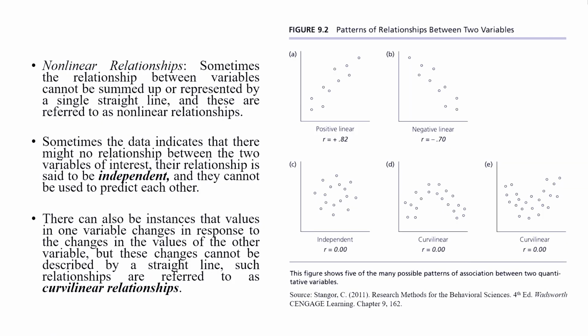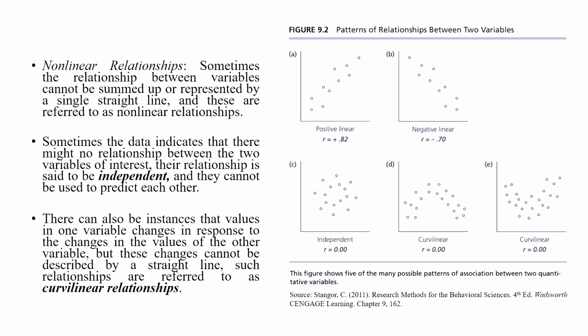Now, relationships between two variables are not always in a linear form. Sometimes the relationships can be non-linear as well. For example, the relationship between a couple of variables cannot be summed up by a single straight line. You can see the graphs here, D and E. Here the relationship is curvilinear. In E also, you can see the relationship is curvilinear.